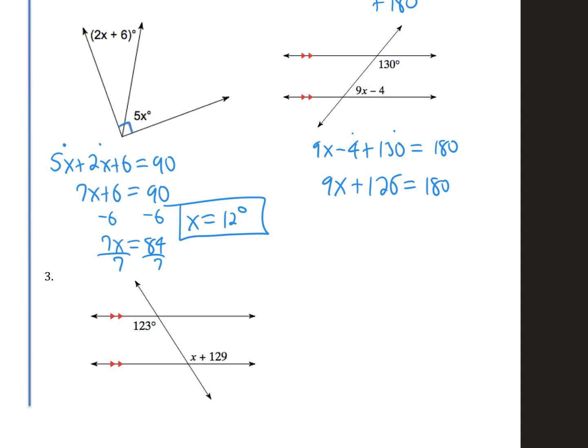All right. What do we do now? Subtract 126. 9x equals 180 minus 126 is 54. Divide by 9. And x is going to be equal to 6 degrees.